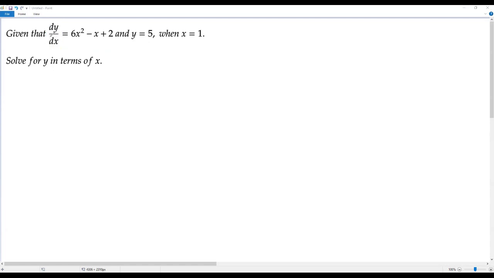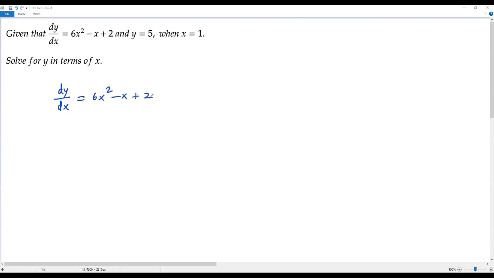In the given differential equation, if I want to solve for y, I have to get rid of this d. That is, I have to get rid of the derivative. Whenever I want to get rid of the derivative, I have to apply its inverse operation, that is integration. Now let me write the given differential equation as it is. That is dy over dx equals 6x² − x + 2.